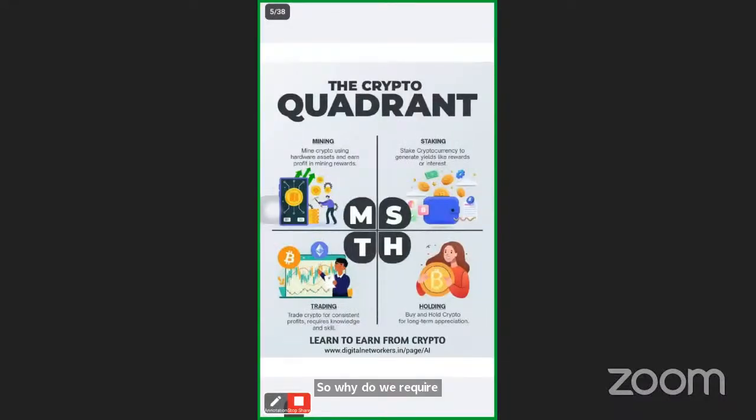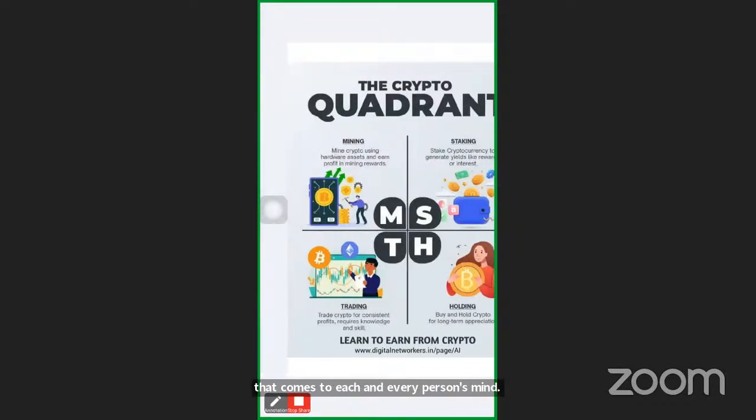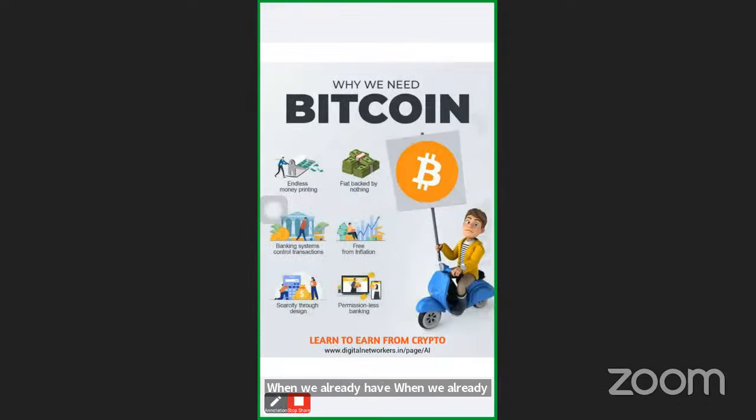So why do we require Bitcoin? That is the one question that comes to each and every person's mind. When we already have our local currency, why do we need any new form of money or currency? That is a very important subject to understand. This is a solution. It did not start as another opportunity, but as a solution. Later, it became an opportunity when we saw that it is a very wonderful and high-potential asset. But initially, when it was started, it was a problem solver.